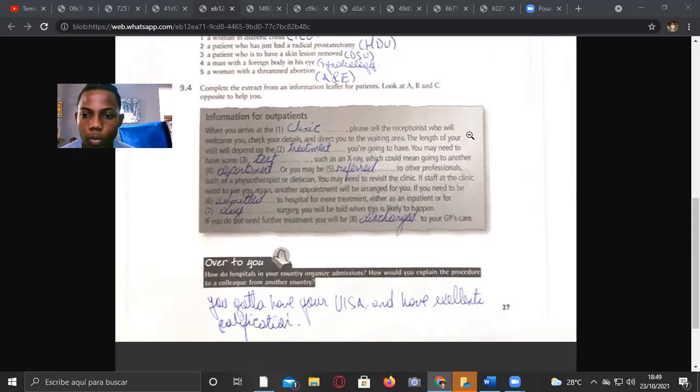You may need to revisit the clinic. If staff at the clinic want to see you again, another appointment will be arranged for you. If you need to be admitted to hospital for more treatment, either as an inpatient or for day surgery, you will be told when this is likely to happen. If you do not need further treatment, you will be discharged to your GP.